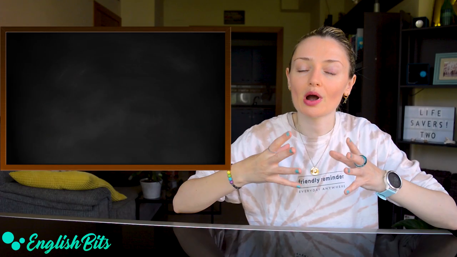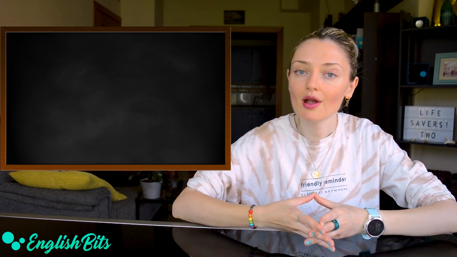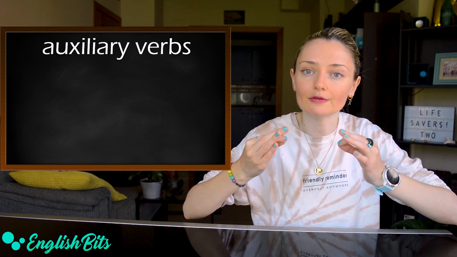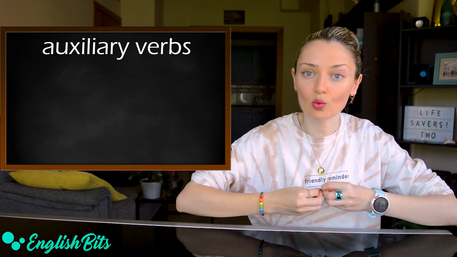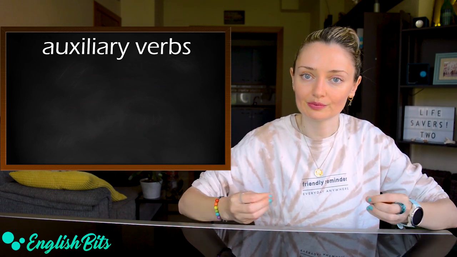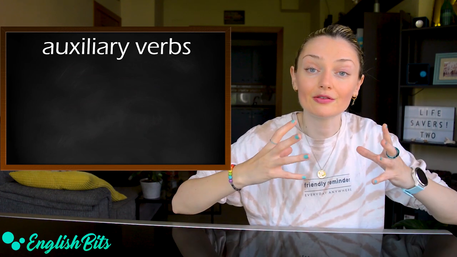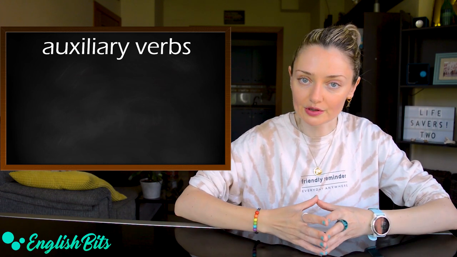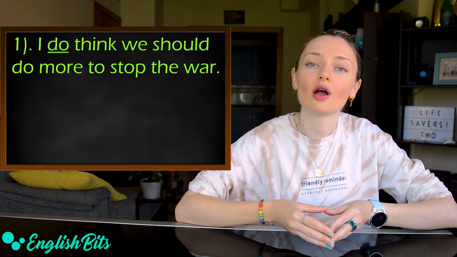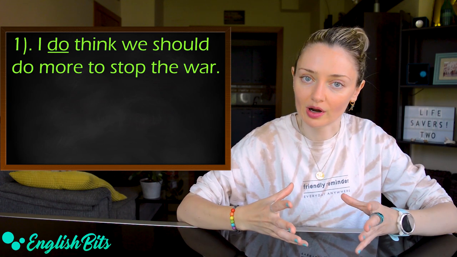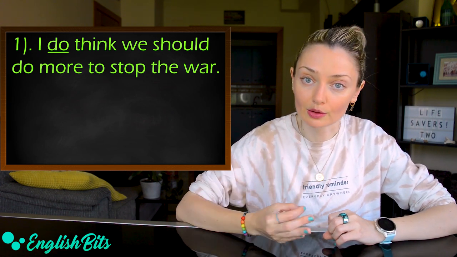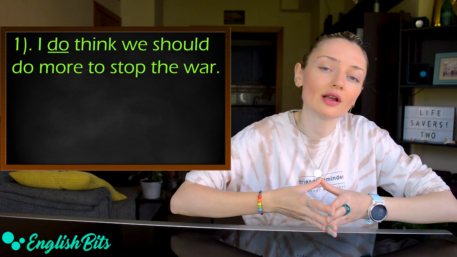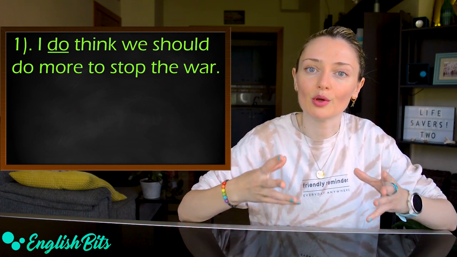And now let's move to our 4th grammar feature. We can also use auxiliary verbs to add emphasis and to stress what we feel strongly about. And here I also have 5 sample sentences. The first one, I do think we should do more to stop the war. In this case, we need to stress the auxiliary verb do. I do think we should do more to stop the war.